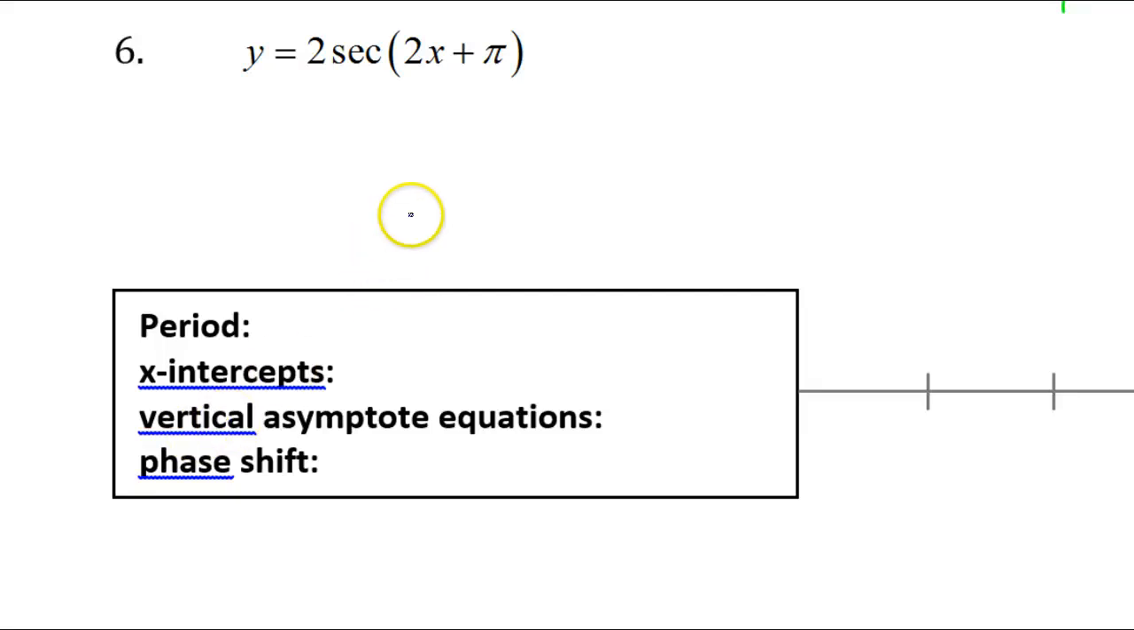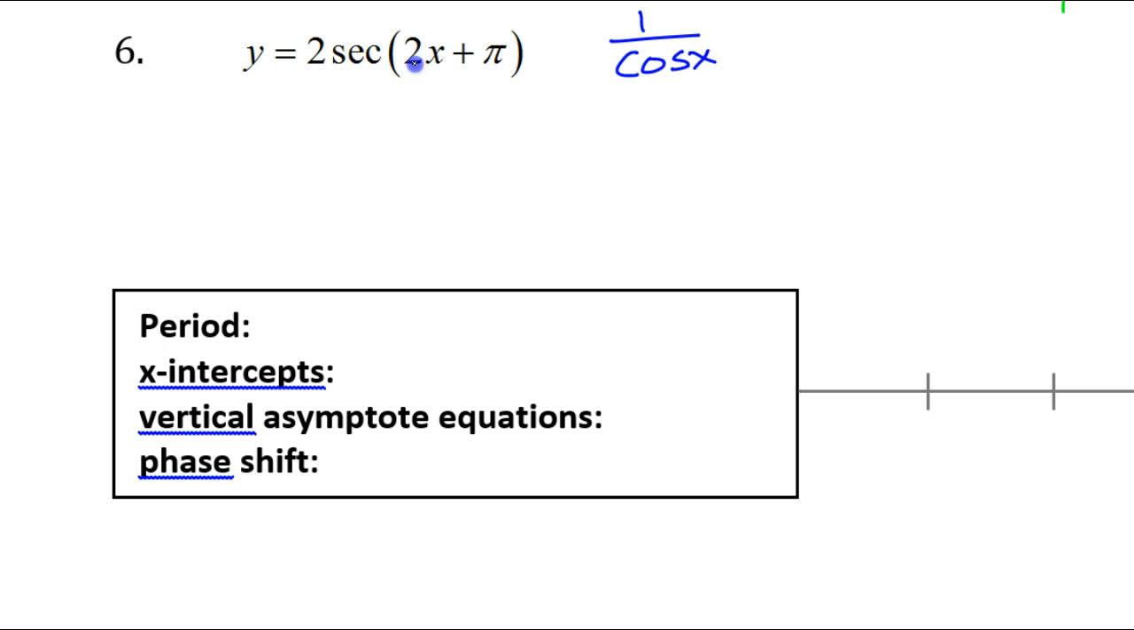In this video, we will be graphing the secant function. Remember that secant is the reciprocal of cosine. So we are actually going to graph the cosine function first, very lightly, and that will be a guide that will lead us to the secant function.